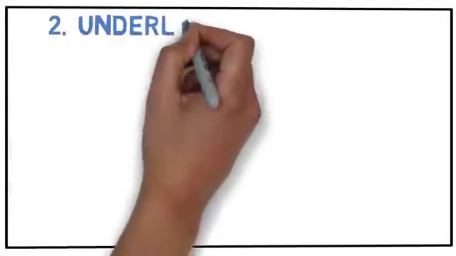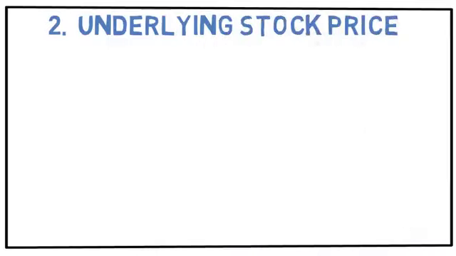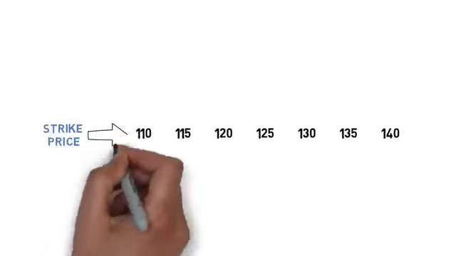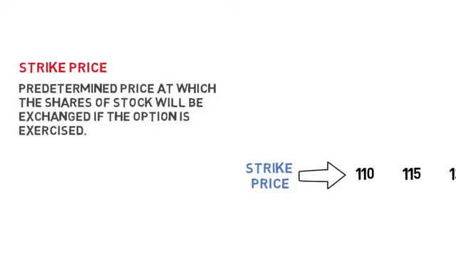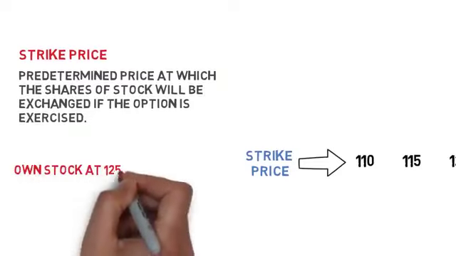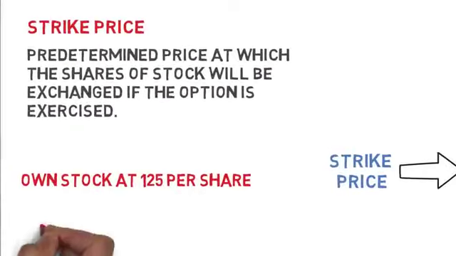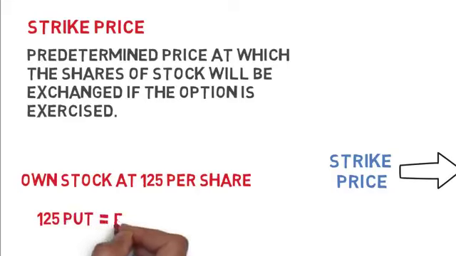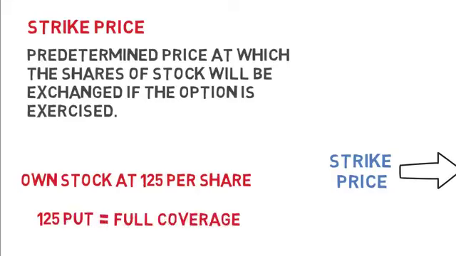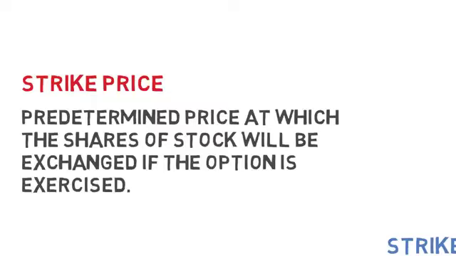So the second factor that goes into option pricing is the price of the underlying stock itself. For each stock, there are multiple options at different price increments. These are called the option's strike price. The strike price is the predetermined price at which the shares of stock will be exchanged if the option is exercised. For example, if you own the stock at $125 per share, you could buy the 125 put because that's where you could sell your shares in case the stock goes lower and you need to exercise your option.